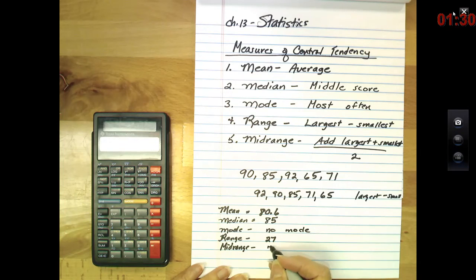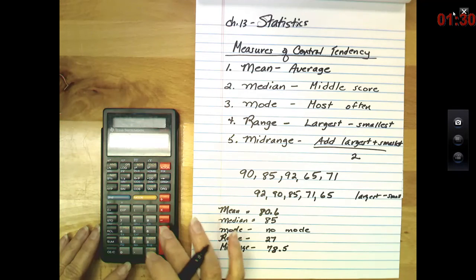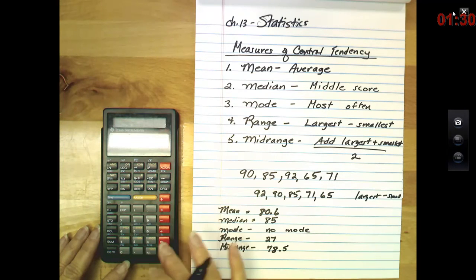$78.5. Is that what you got? Because my calculator gave me 100 and something the first time. I need that one right. 124. Yeah, that's what I got.